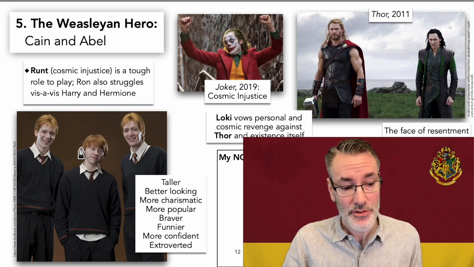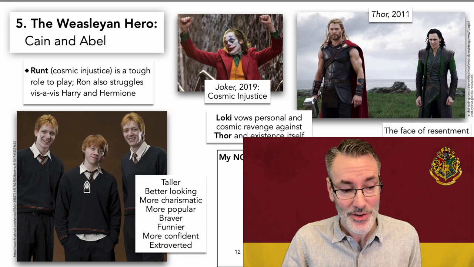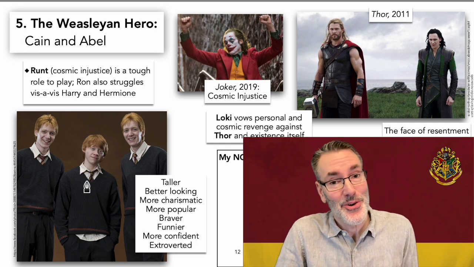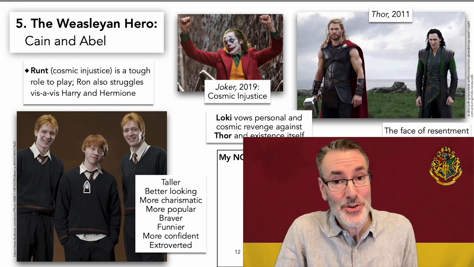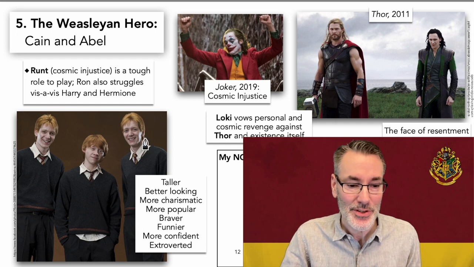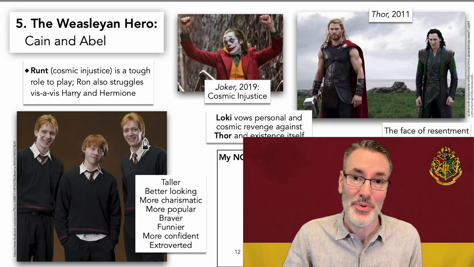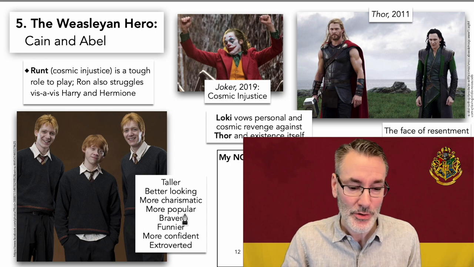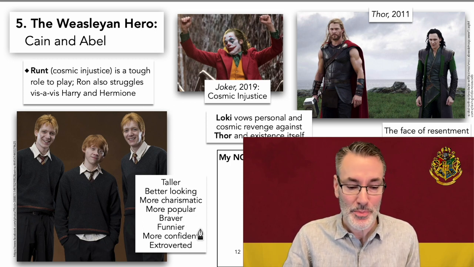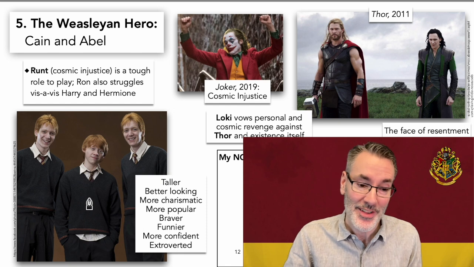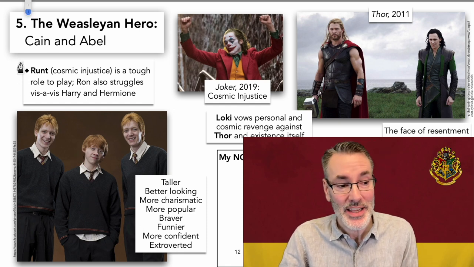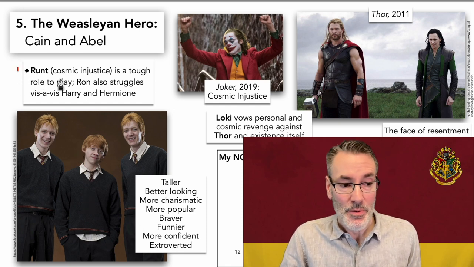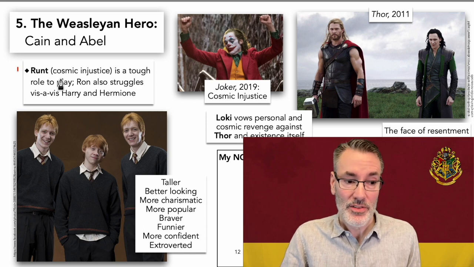Now, Ron is good-natured here. In this picture, we see a good old Ron. I'm good old Ron. Kind of a goof compared to Harry and Hermione, kind of a goof compared to my older brothers, Percy and the rest, who are taller, better looking, more charismatic, more popular, funnier, braver, more confident, more extroverted than I am. Ha ha ha. Isn't that funny? It must be tough, though. Being a runt is a cosmic injustice. It's not fair. It's a tough role to play.